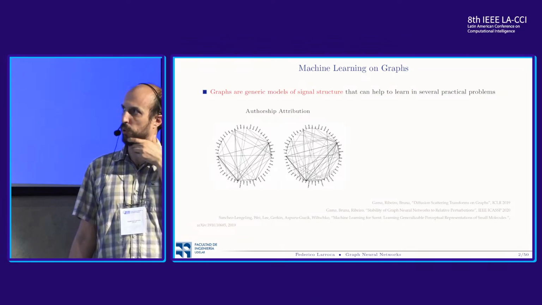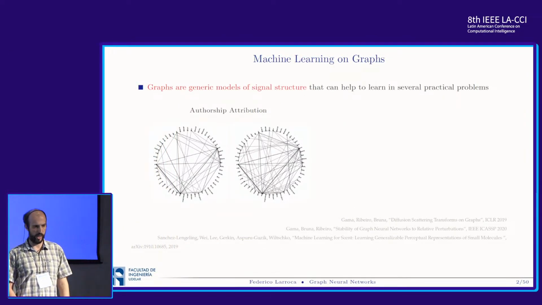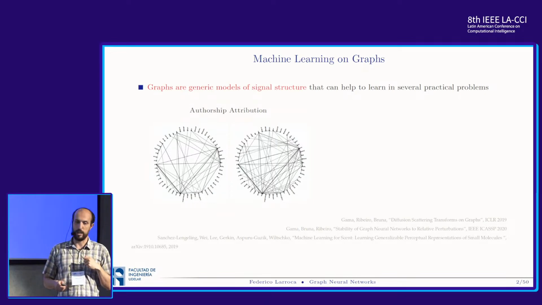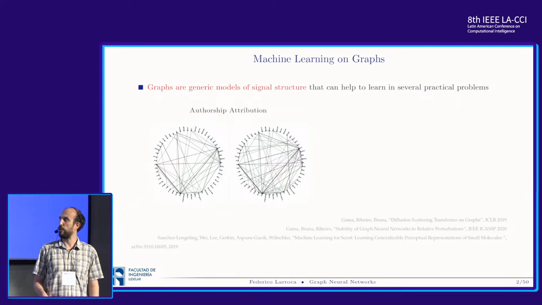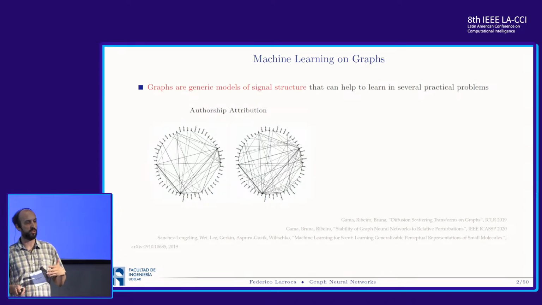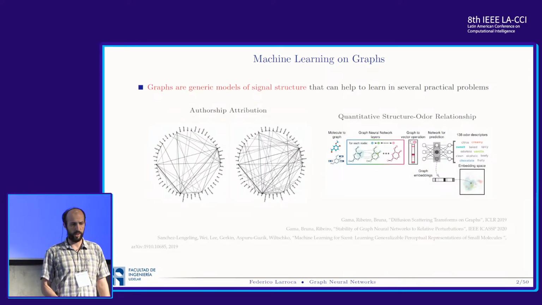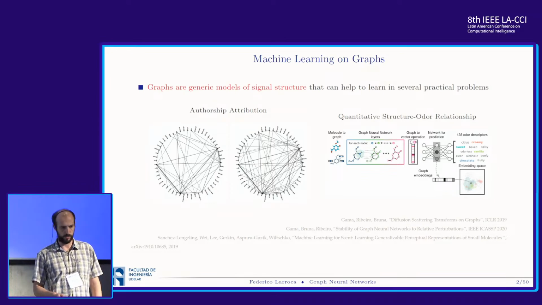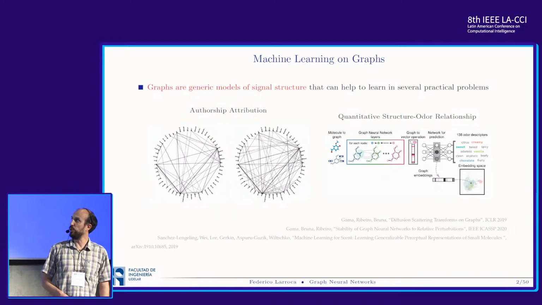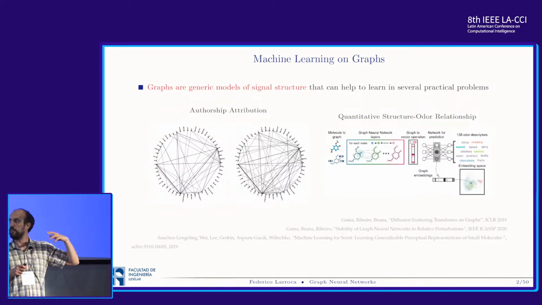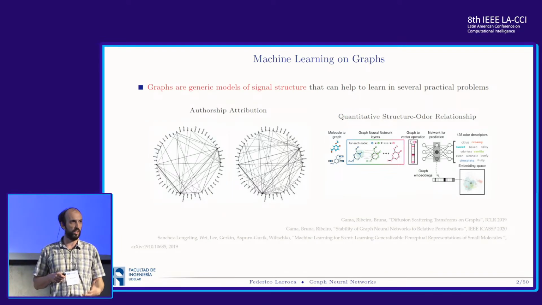Just to mention a few examples we'll use during the talk. Here I'm showing a graph that includes words and the number of times they appear in the same sentence. This is a text by a certain author, and that's the same graph for another author. The idea there is to identify who's the author of these two books. Another example is molecules, where we would like to predict a certain property of the molecule. In this case, it's its odor. It may be, for instance, toxicity or side effects.